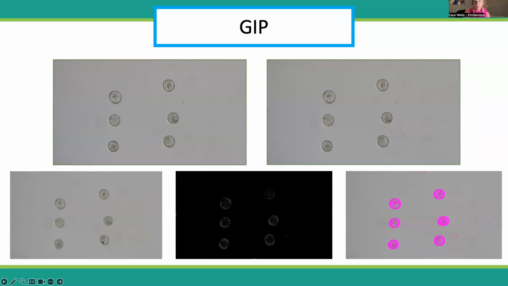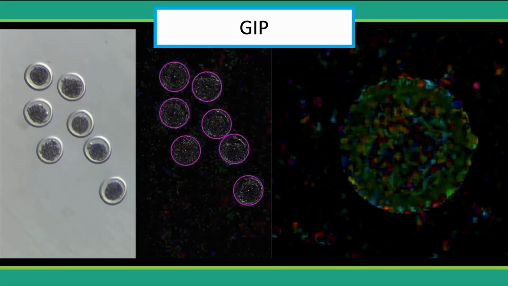We can also use background subtraction, which subtracts the images from each other and highlights any pixels that are different. We can see the pixels that have changed. So here's the negative, and here are the pixels highlighted. We can now use a computer to count the changed pixels and quantify embryo change in real time. Let's take a look.